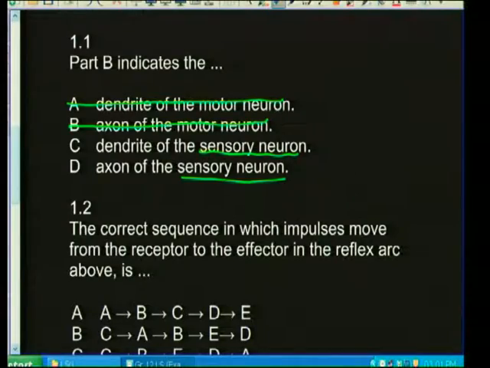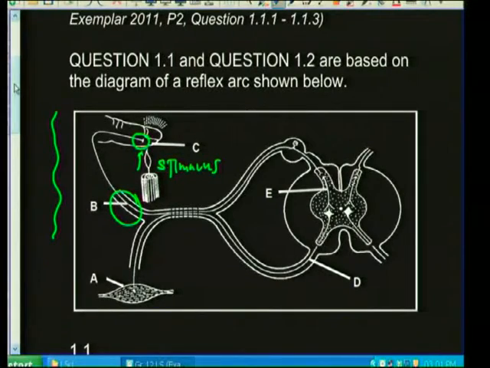Now we need to figure out whether this is a dendrite or an axon. Again, we've got to go back to the diagram. What do we know about neurons? Neurons are designed in such a way that impulses come in one way, they go through a cell body, and they go out the other way. The way they come in, that structure is called the dendrite. And where they go out away from the cell body is known as the axon.